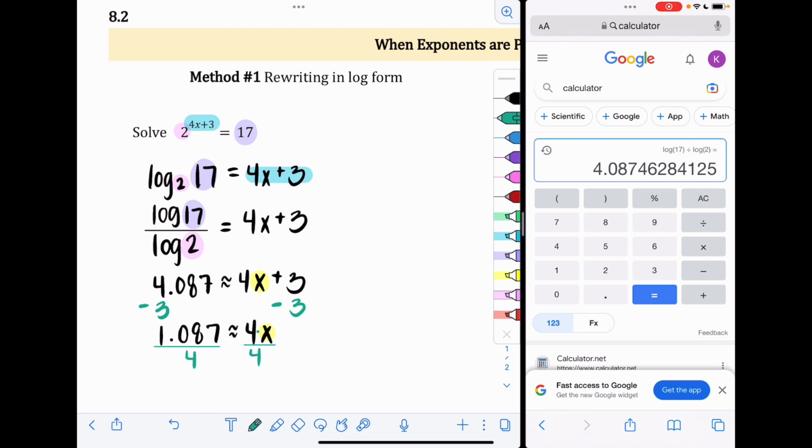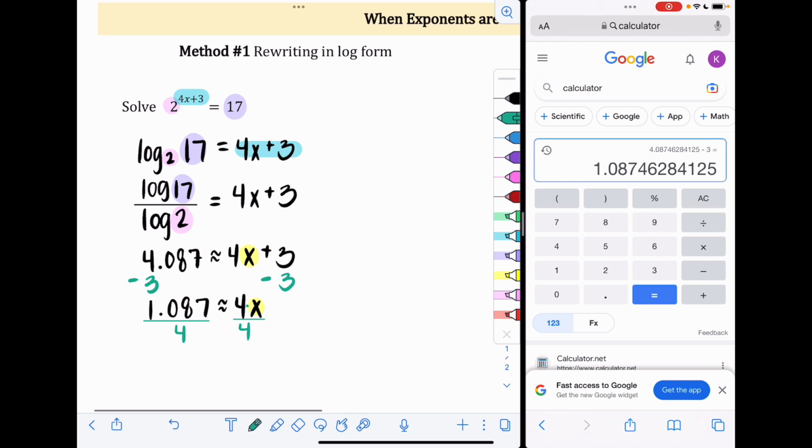And then here's where if you wanted to leave it all in, you could just do minus 3 to get that 1.087. Either way, you should end up with something that's close enough to the exact answer, and it's okay to round that much. So it'd be 1.087 divided by 4, which is about 0.2718 and so on. I'm going to round to 3 decimal places though, so that 8 will round the 1 up to a 2. So we'll say x is approximately 0.272.